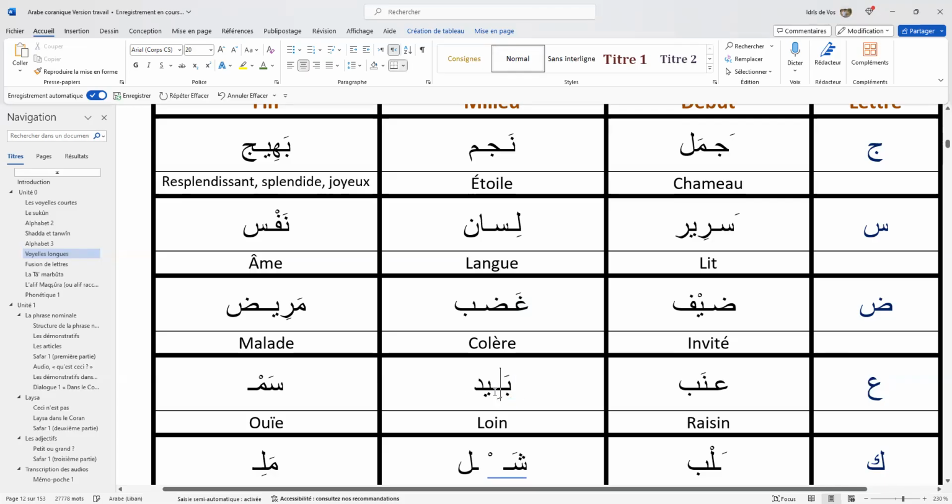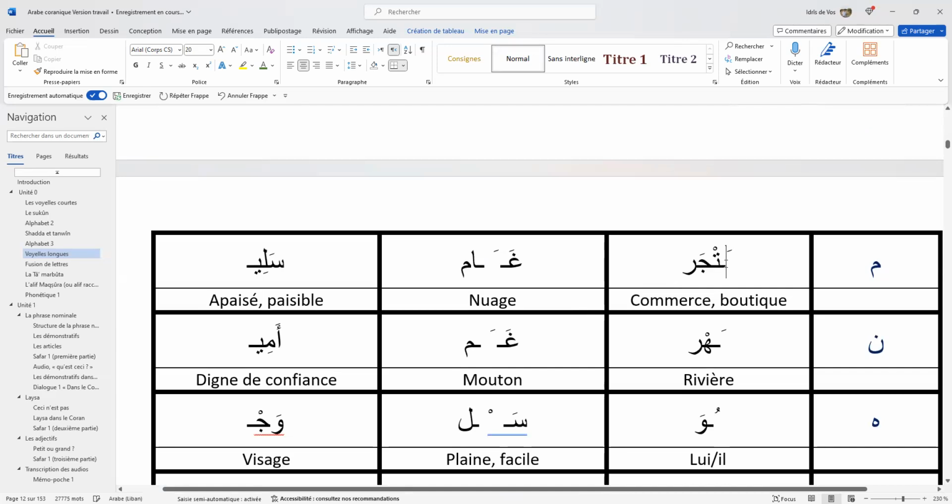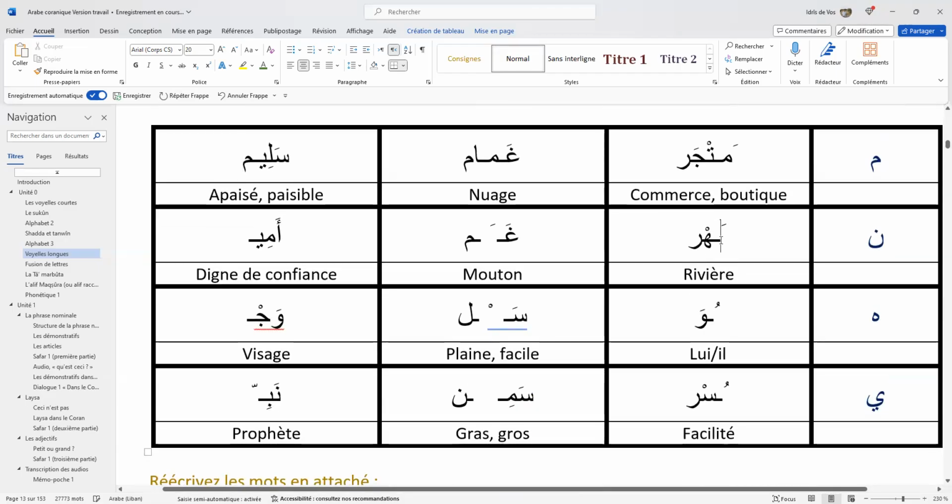Now I'll try to write this here. There. Shams. The calf. Kalb, a dog. Ishakal, the shape, and Malik, the king. The mim here, we have Rahman, these are all Quranic words, and Salim. Na, the river, the nun in all its forms. Ghanem, and Amin, the ha in all its forms.